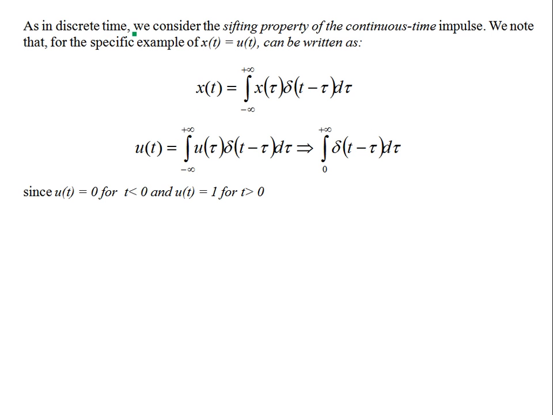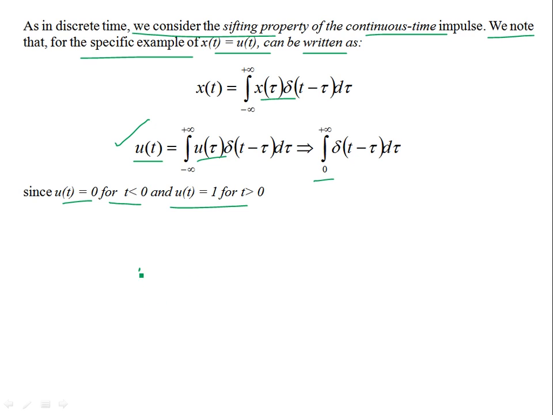Now, as in discrete time, we consider the shifting property of the continuous time impulse. We note that for a specific example, if x of t is u of t, how are you going to express this in terms of shifted impulses? Well, just plug in for x of tau. You have u of tau, and you notice that the step signal is 0 for t less than 0, and it's 1 for t greater than 0. So you just modify the limits, and as a result you have this integration, which represents u of t.